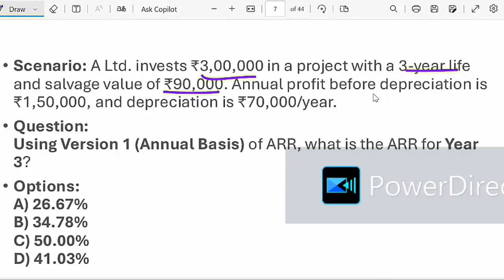So there are three methods of calculating ARR: version 1, version 2, version 3. Version 1 is about annual basis. So using annual basis of ARR, what is the ARR for year number 3? This is what you have to calculate, the accounting rate of return for year number 3.